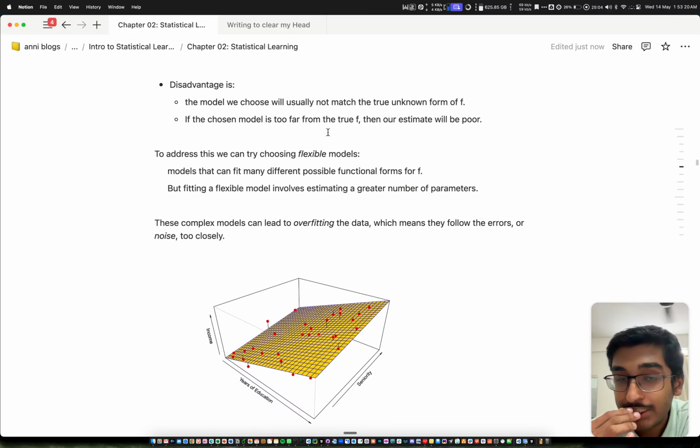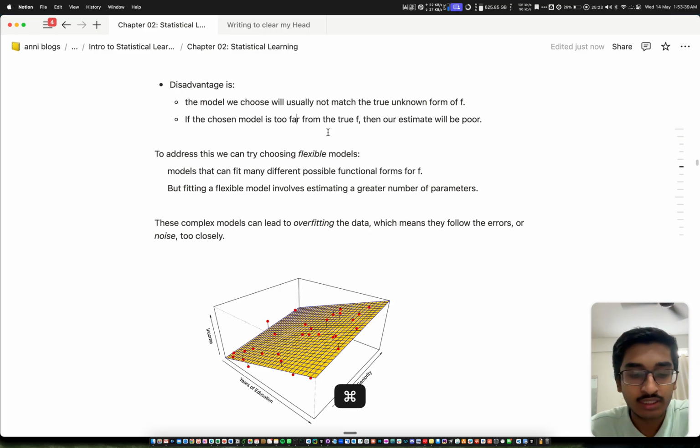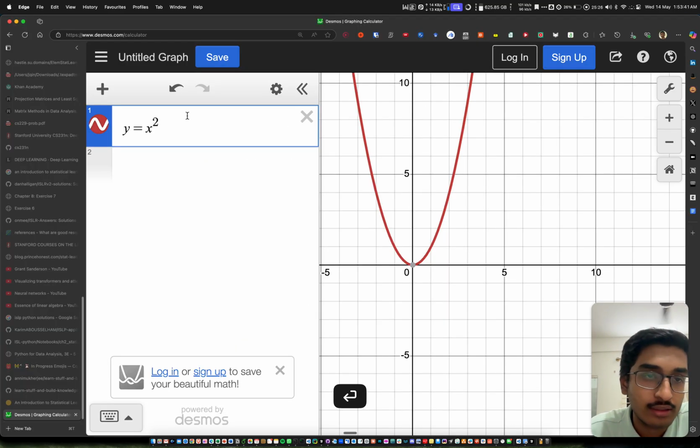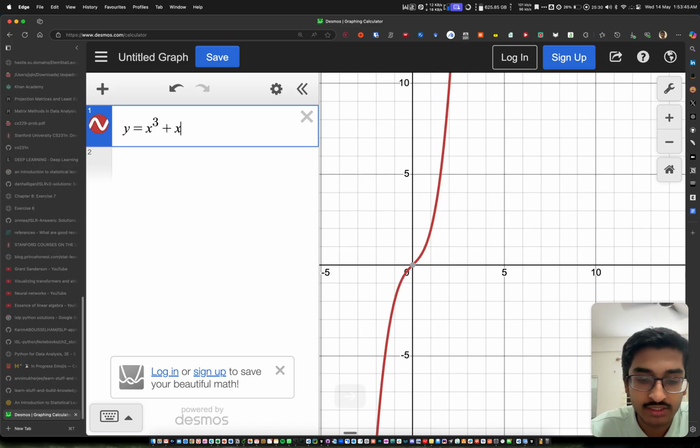The disadvantage is we're generally not going to match the true unknown form of f, because we're introducing a constraint right in the first step, by assuming it's linear. And secondly, if the data is highly non-linear, imagine something like x cubed, or x cubed plus x to the power 7, sort of a function, I'll plot it. x cubed plus x to the 7.